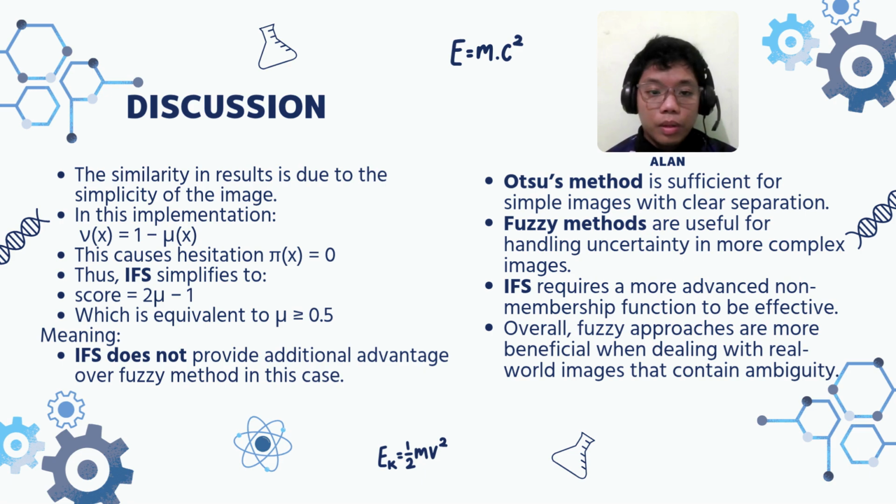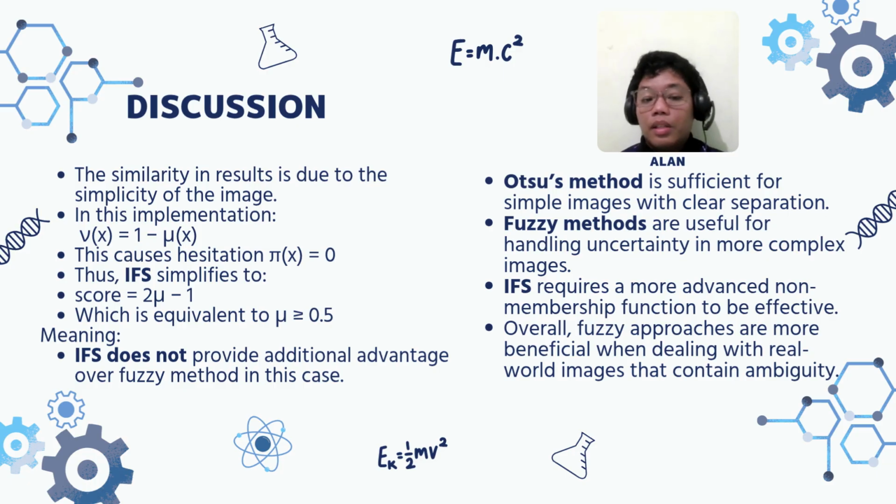The similarity between methods comes from the simplicity of our test. In our implementation, we set non-membership v(x) equal to 1 minus mu(x), which means hesitation pi(x) is 0. The intuitionistic fuzzy set model simplifies down to score = 2 mu minus 1, which is really the same as just checking if mu is greater than or equal to 0.5. In other words, for this case, IFS doesn't give us any real advantage over the simpler fuzzy method.